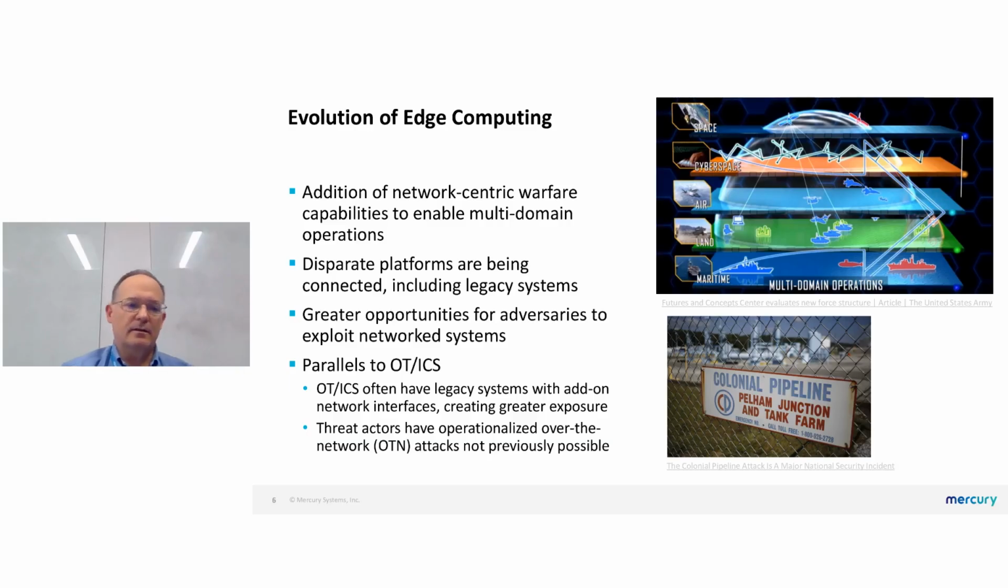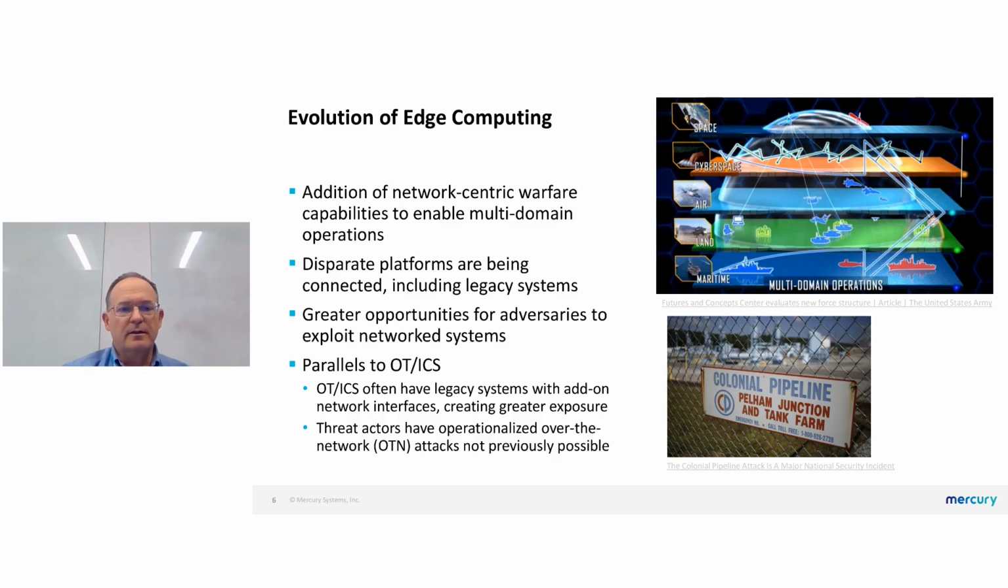Because of the networking, this produces greater opportunities for adversaries to exploit those systems, as these systems become really dependent upon those communications for their full functionality and delivering their full capabilities. They start to look more and more like things that we've seen in the OT and ICS domains that you've seen in the press, for example.